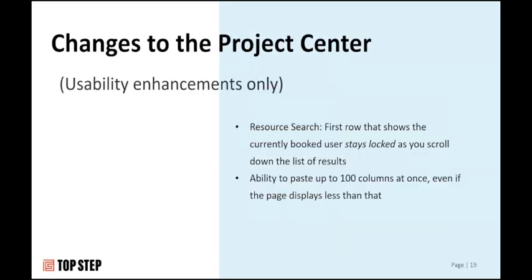A few changes to the project center. They improved the resource search capabilities. So users stay locked as you scroll through the list of results, so you don't lose the user as you scroll over. That was an improvement. And then they've increased the capacity to have lots of columns, even though you're still seeing only a subset of those. It gives you the ability to add up to 100 columns in the view and scroll to see that data. So again, just some enhancements as they continue to invest in the project center.